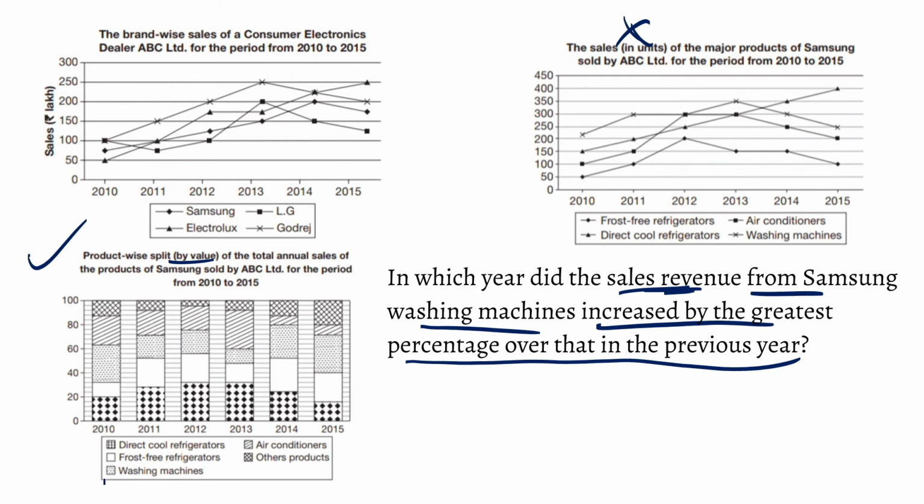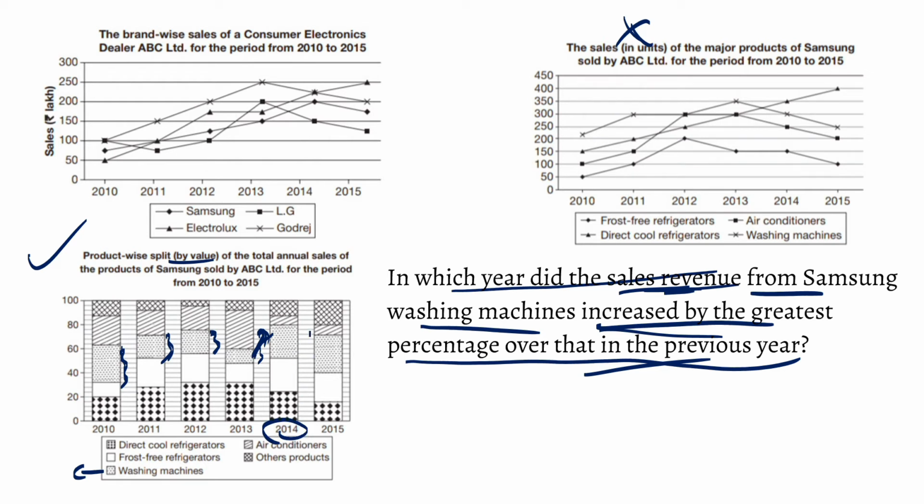Where is washing machine? This light colored dot, right? Where is this light colored dot? This one. Now if we observe here, increased by the greatest percentage over that of the previous year. Now from 2010, that is this value, from 2011 it decreased, whereas from 2011 to 2012 it almost remained the same. From 2012 to 2013 again it decreased, whereas from 2013 to 2014 it increased. This is what we must find out. See in which year the sales revenue from the Samsung washing machine increased over the previous year. So from this year it increased, right? So 2014 is our answer.